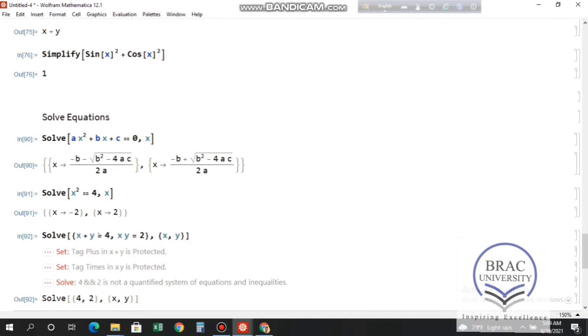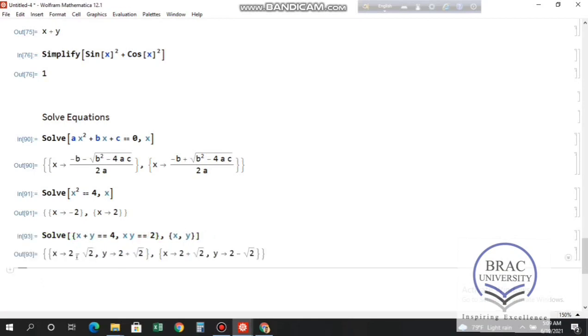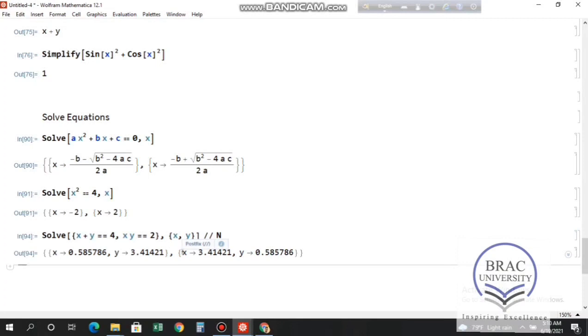And if you press shift enter, I made a mistake, I didn't give the double equal sign, so always give the double equal sign inside the solve function. And if I press shift enter now, I'll get the solutions. Now if you want just the numerical solutions, then we just have to write a double slash and capital N at the end of the command to get the numerical solutions. Also we can use NSolve: if you don't write double slash and N, just use the NSolve command, capital N, and if you press shift enter, we'll also get the numerical solutions.